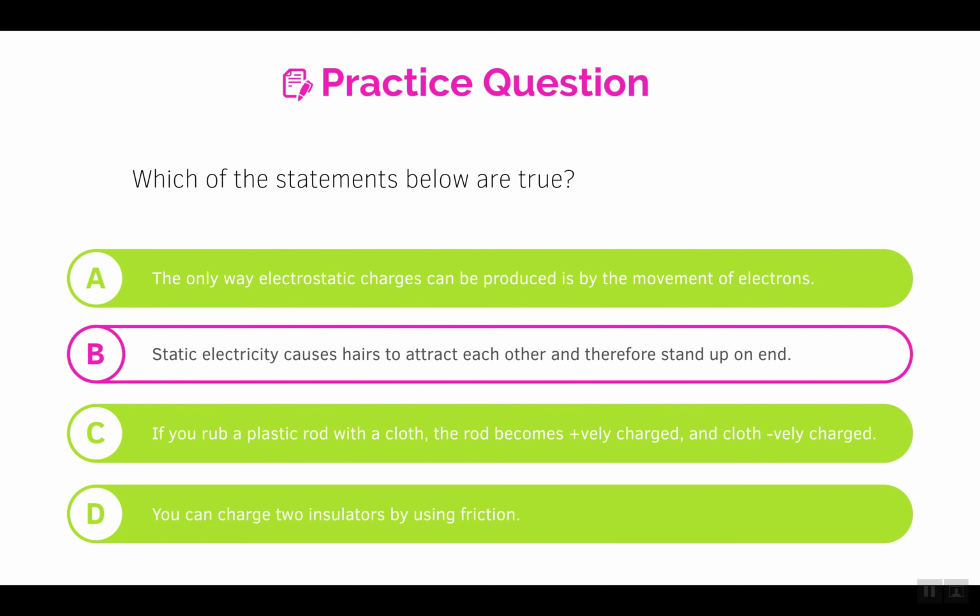C is true since the electrons will move from the rod to the cloth. The protons will never move. D is also true since friction can cause the movement of electrons.